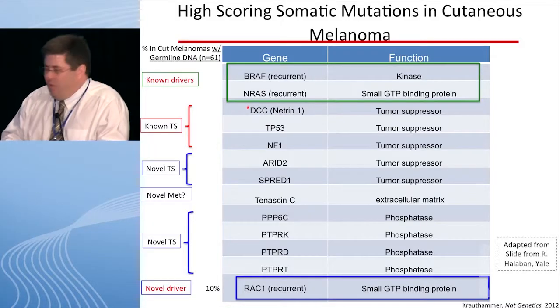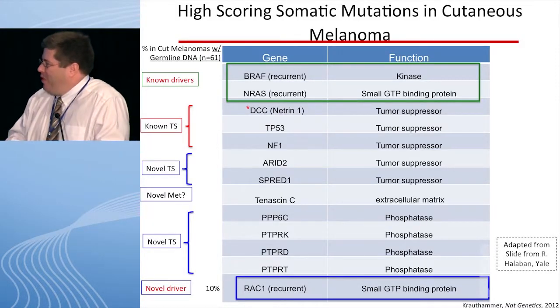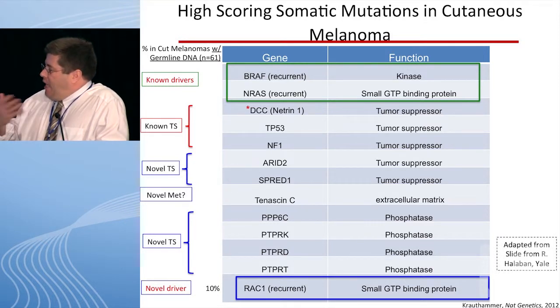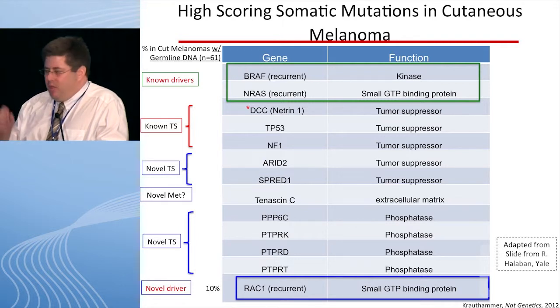And this is a slide that Ruth Halaban has shared with me and with other investigators, summarizing the main events that were found. One of the first take-home lessons is that by far the most common events we're seeing, particularly in terms of recurrent mutations, were the activating mutations in BRAF with the V600 mutations and in NRAS, which cluster at G12, G13, and Q61.